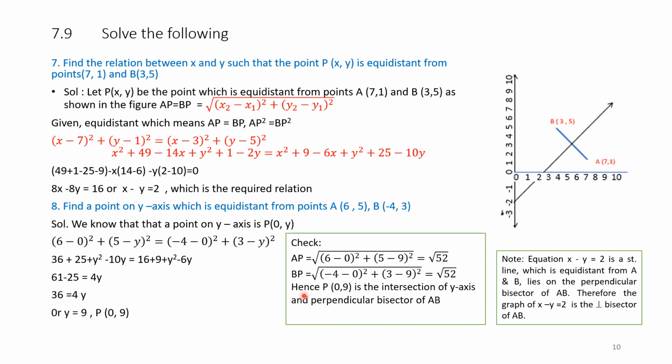We can check it also, whether AP and BP are equal. Do it as homework by putting the coordinates of A as (6, 5), B as (minus 4, 3) and P's coordinates as (0, 9). You will get square root of 52 as the answer. AP is equal to square root of 52, BP is equal to square root of 52. Hence, P (0, 9) is the intersection of the y-axis and the perpendicular bisector of AB.